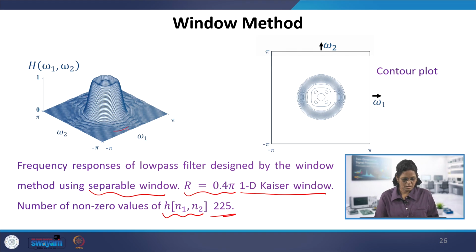The same thing can be visualized for the circular window also. So the cutoff frequency used here is 0.4 pi, and the top view or the contour plot of this frequency response, what is obtained through the design, is this.